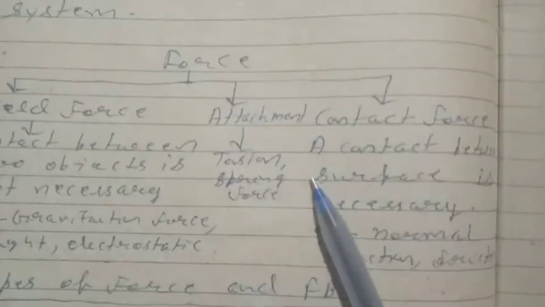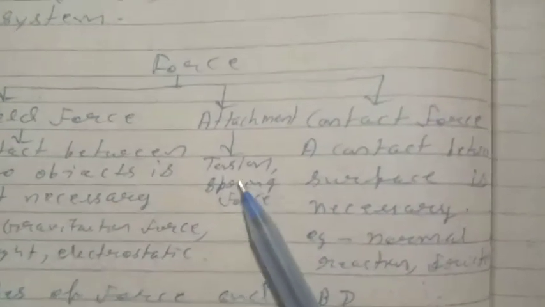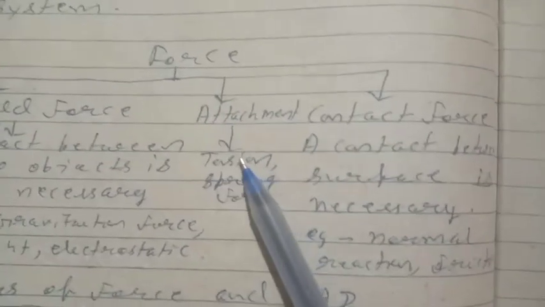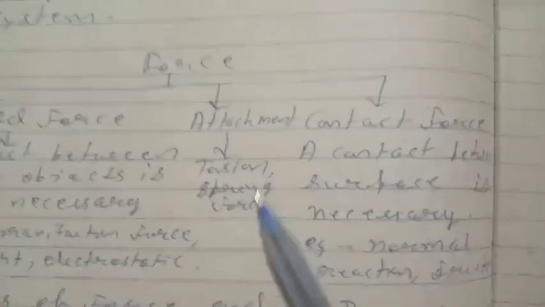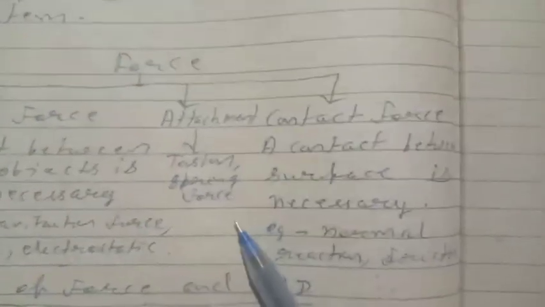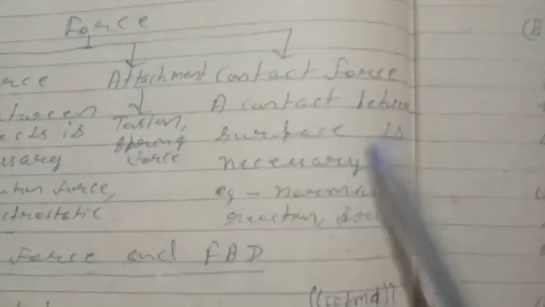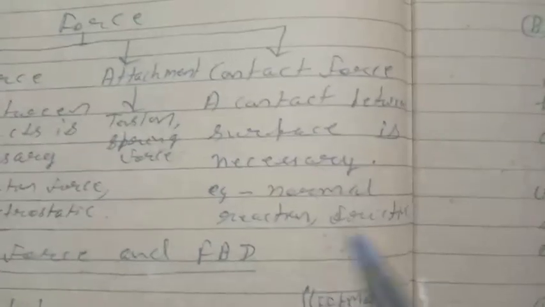And attachment forces are tension and spring force. There must be attachment between the bodies, then it is called an attachment force. That is, tension and springs are of this category. And for contact force, contact between surfaces is necessary. Normal reaction and friction force are of this category.